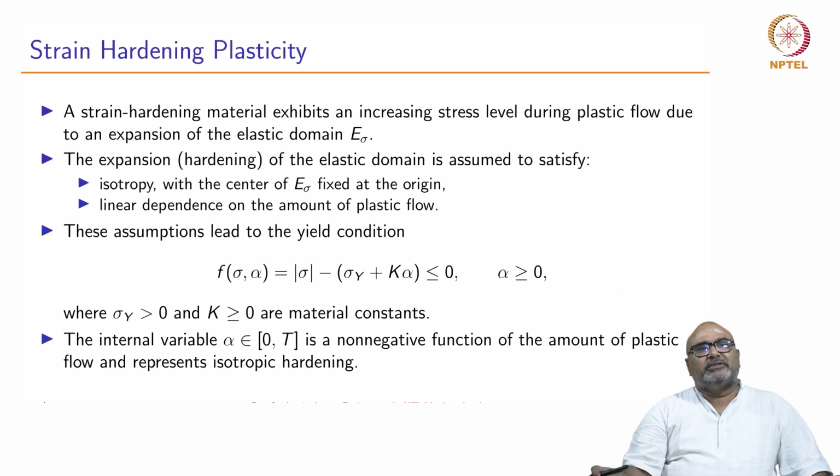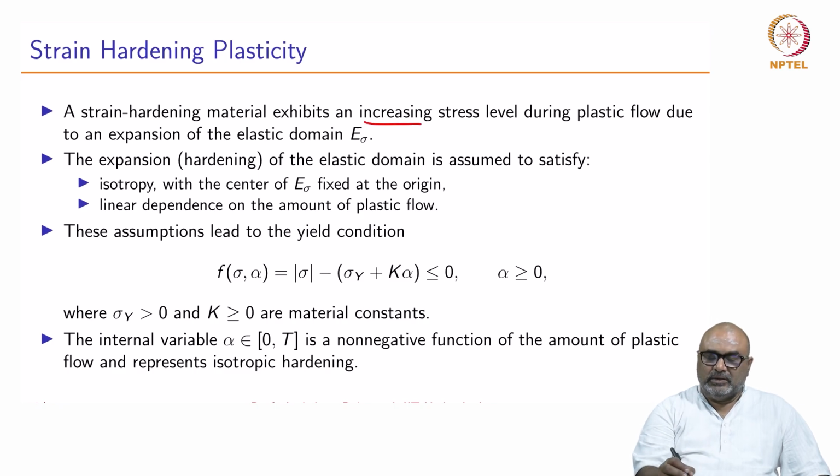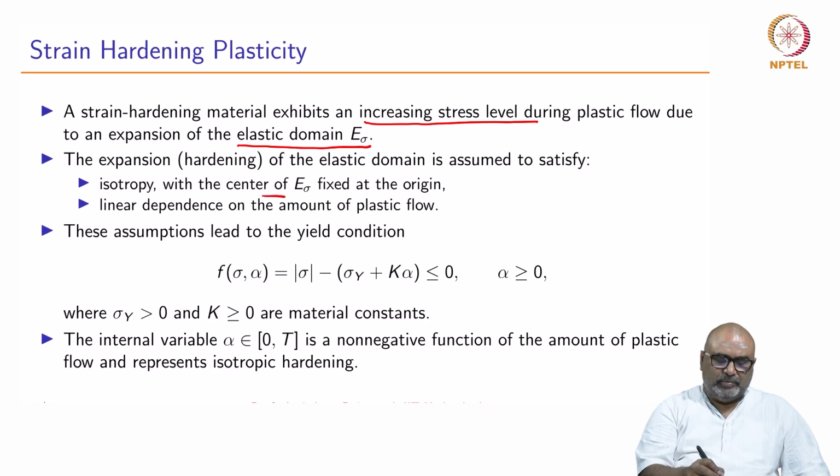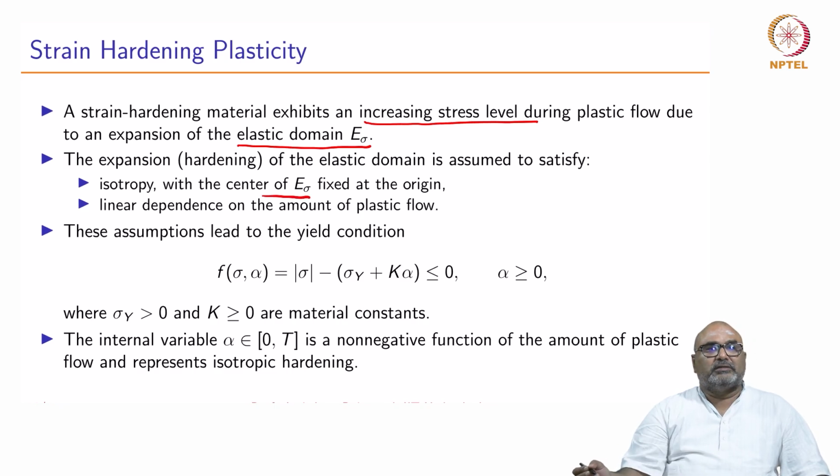So, when we have strain hardening plasticity, a material exhibits increased stress level during plastic deformation. This results in expansion of the elastic domain E of σ. The expansion, which is also called hardening of the elastic domain, is assumed to satisfy isotropy with the center of E of σ being fixed at the origin. It has a linear dependence on the extent of plastic flow that is going to take place.